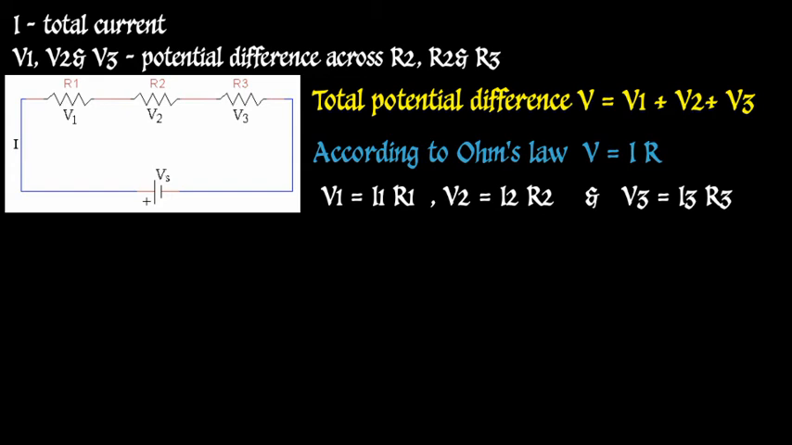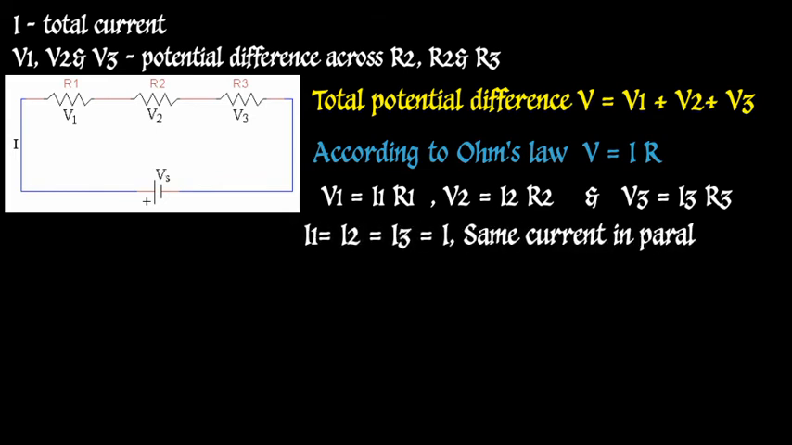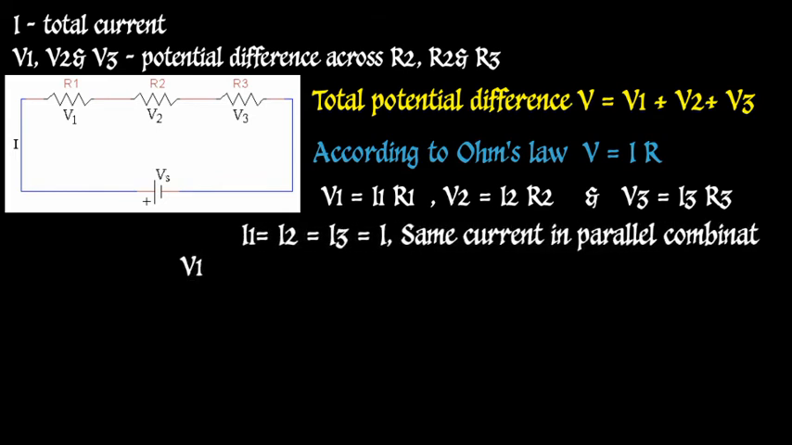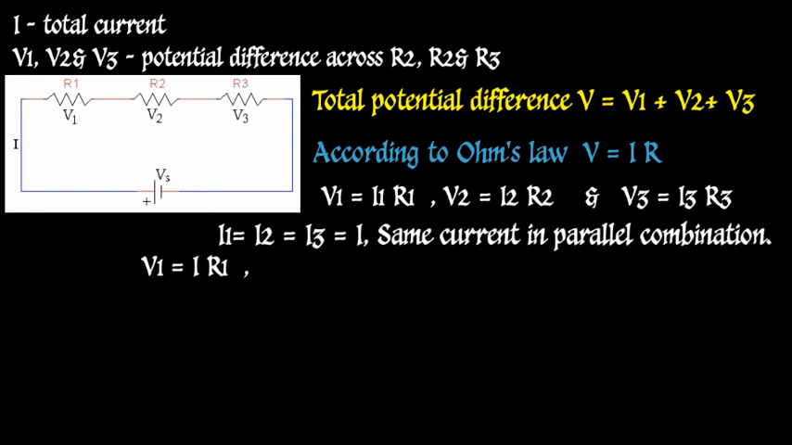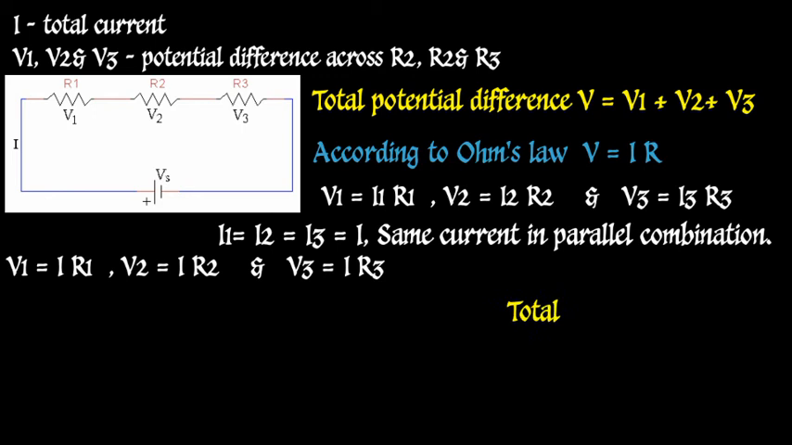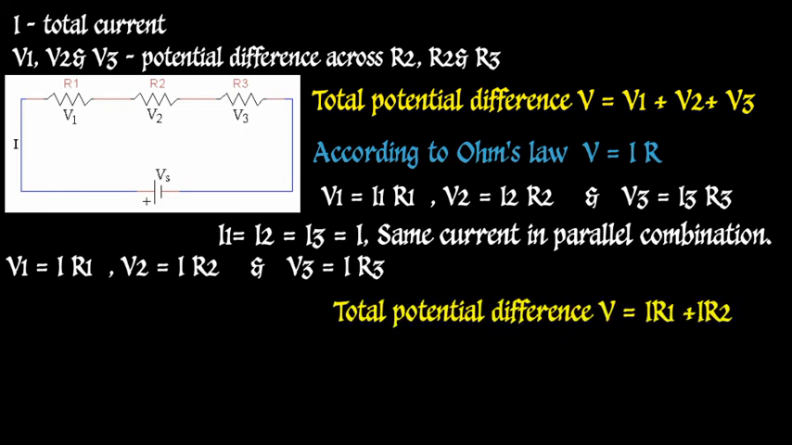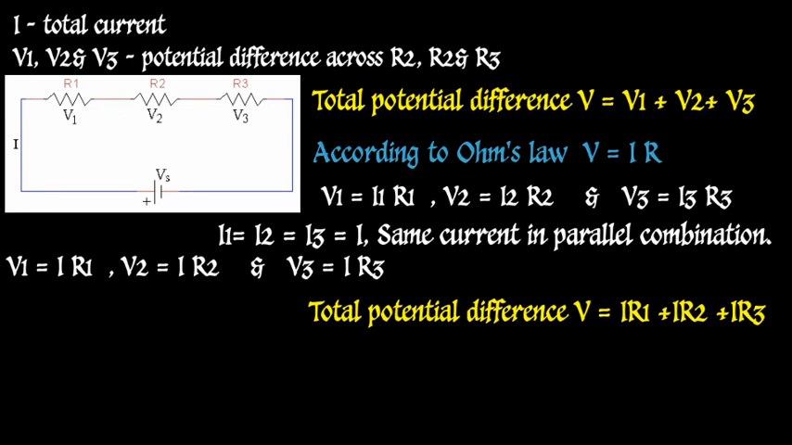But in a series combination, the same amount of current flows through each resistor. So I1, I2 and I3 can be written as just I. So V1 becomes IR1, V2 becomes IR2 and V3 becomes IR3. Therefore, the total potential difference V equal to IR1 plus IR2 plus IR3. Here I is a common term and we can take it outside. So V equal to I into R1 plus R2 plus R3.